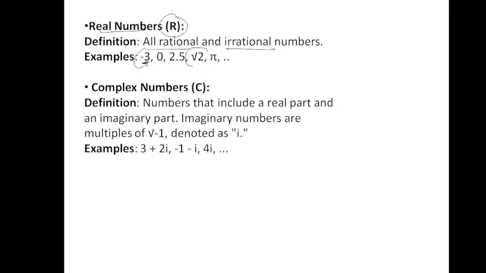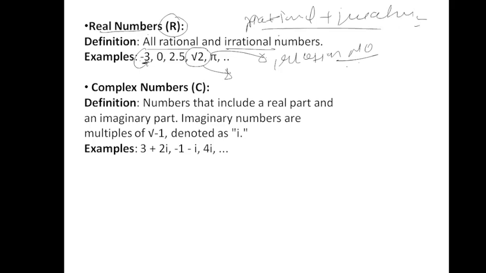And here is under root 2. In the previous slide we discussed under root 2. Under root 2 is an irrational number. So real numbers are all rational and irrational numbers. Okay, here are some examples of real numbers.